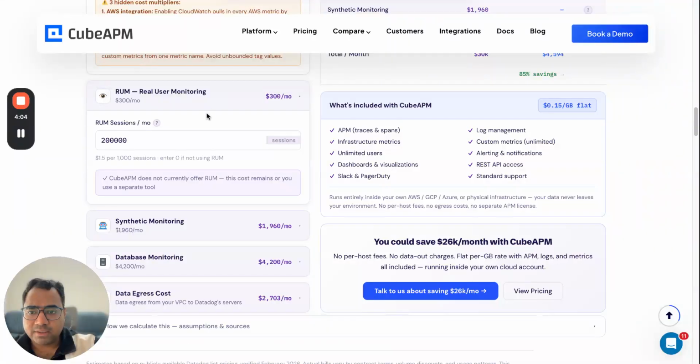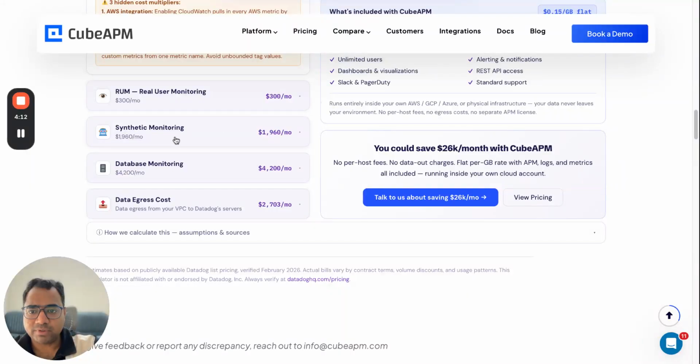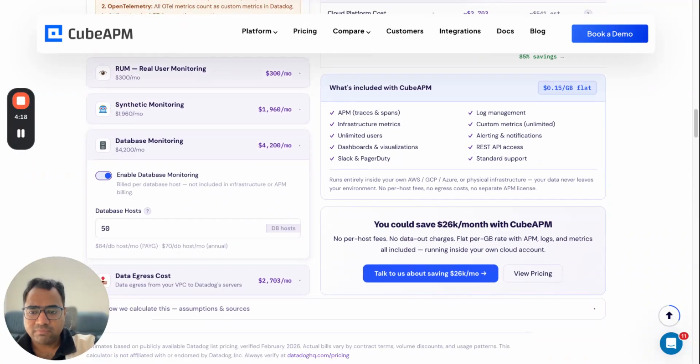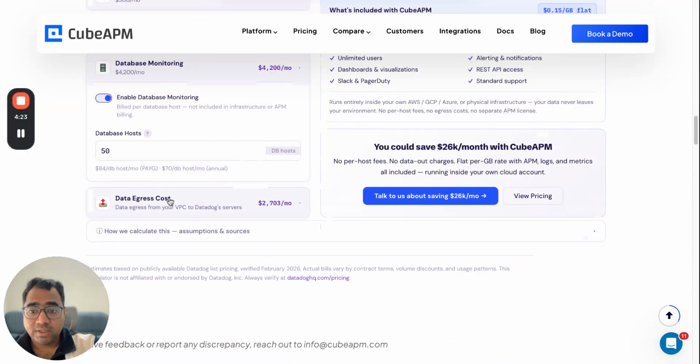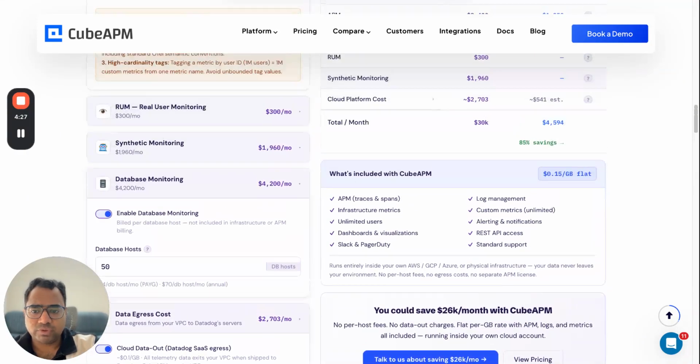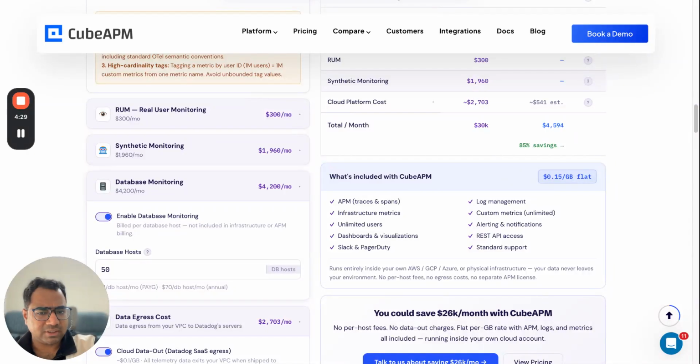Then we have RUM. I can put in RUM sessions. By default I've assumed approximately 200,000, for which I'll pay $300 per month for RUM. For synthetics, I can change my numbers. For database monitoring, I've assumed 50 hosts, which is approximately 20% of all the infrastructure hosts. And then data egress cost, which is the data out cost, which you'll see under AWS as well. So I've assumed all of these, and you can change any parameter.